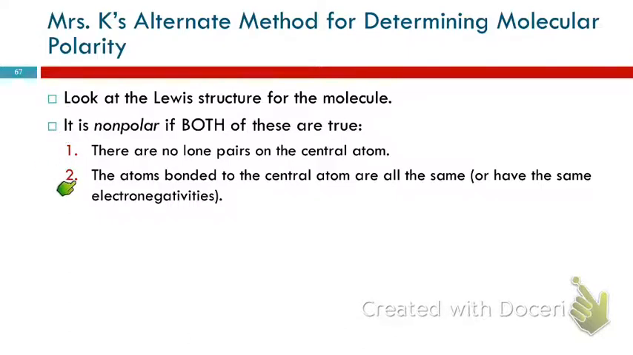It's nonpolar if both of these things are true: no lone pairs on the central atom, and all the atoms bonded to that central atom are the same, or they have the same electronegativity. That's kind of like the small print. If one of those is not true, if there's a lone pair on the central atom, or if you've got different atoms bonded to the central atom, it's a polar molecule. So let's practice that.